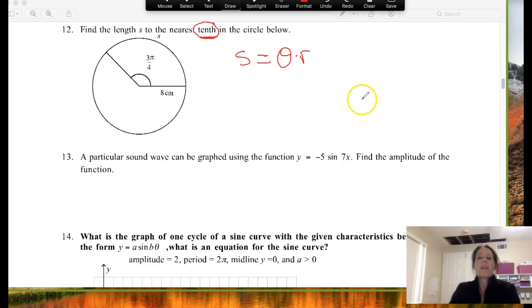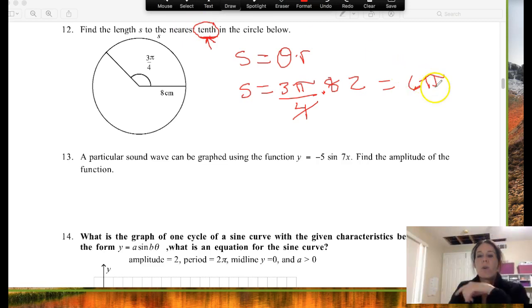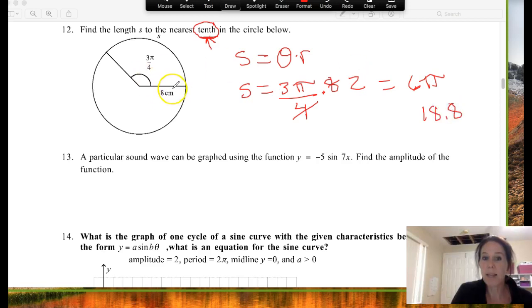And let's go ahead and do that. So the arc length is, our theta is 3 pi over 4, and our radius is 8. So just do the math. 4 goes into 8 2 times, and then 2 times 3 pi is 6 pi. Now it asks for the answer to the nearest tenth. So I need to multiply out pi. I'm going to go 6 times pi on my calculator, and it's going to give me 18.84. Calculated to the nearest tenth would be 18.8. And it is centimeters, so I'm going to have centimeters. And there you have it.